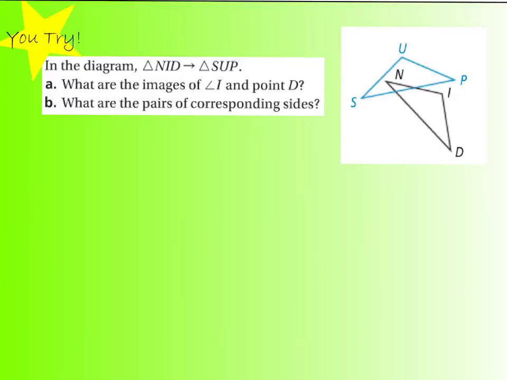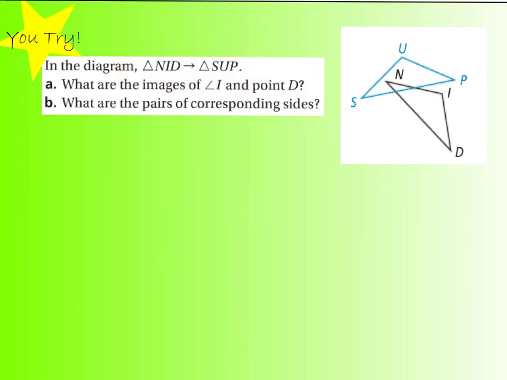So now for this problem, I want you to determine what are the images of I and D, and then also what are the pairs of corresponding sides. Now, I want to point out one thing to you guys. You may be given a picture. Sometimes the picture is a little bit hard to see. Did they reflect it? Did they rotate it? What's happening? So you can always, always, always depend on the information they give you.